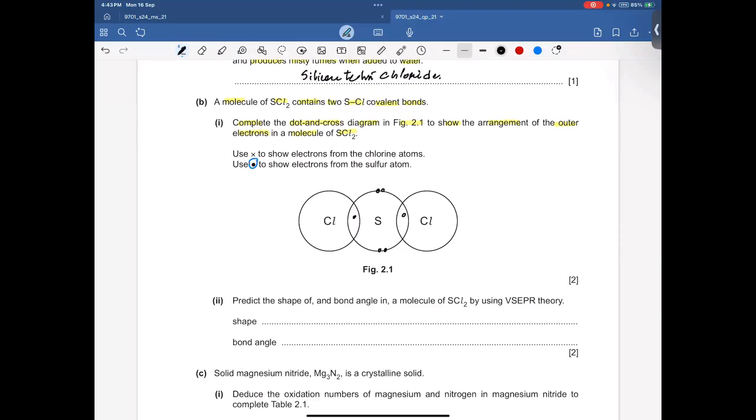Now chlorine has 7 valence electrons, and chlorine electrons are represented by crosses. So it's 1, 2, 3, 4, 5, 6, 7. All right. So that's the dot and cross diagram of SCl2. That's an easy diagram. But you have to remember that chlorine contains 7 electrons.